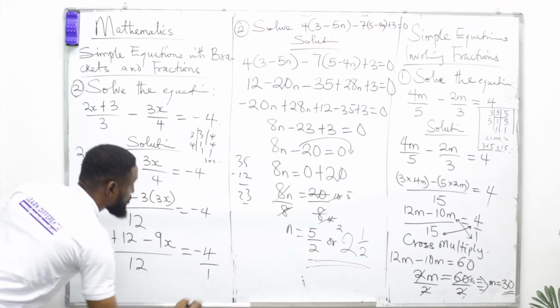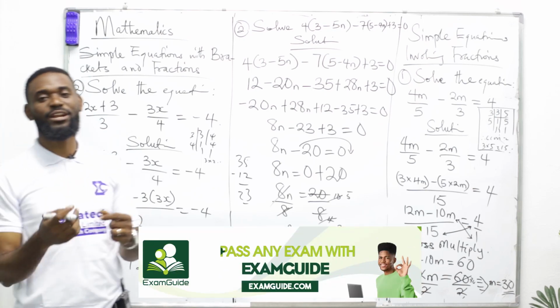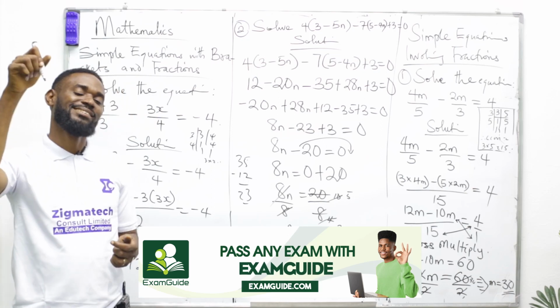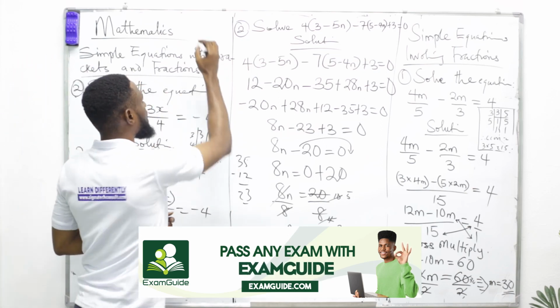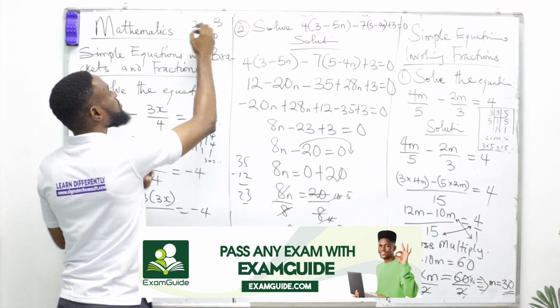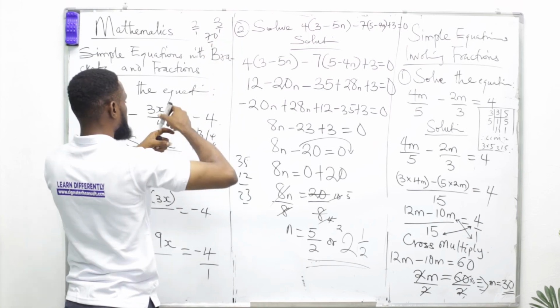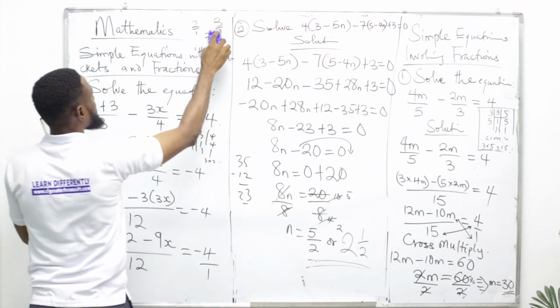So this should be over 1, because every natural number has 1 as its denominator. So 2 is like this, 3, 70, and so on. They all have over 1, over 1, over 1 as the denominators, okay? So don't forget that.